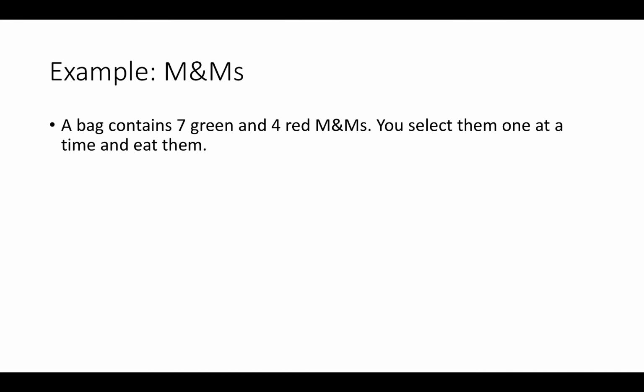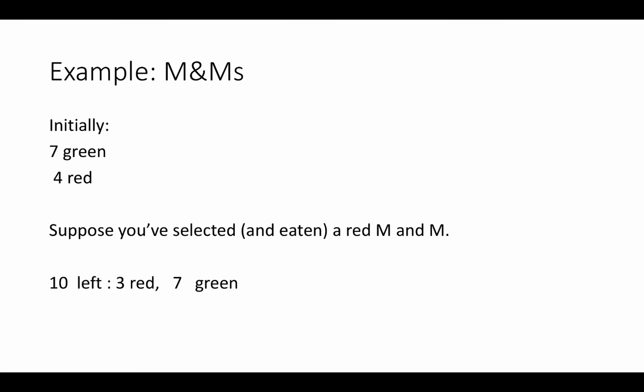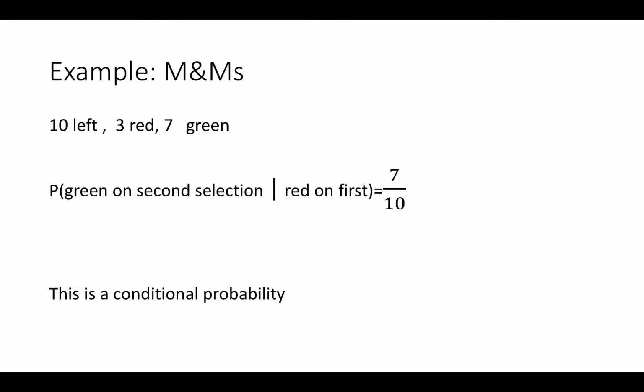Okay? Here's an example with M&Ms, selected one at a time. So you're at the movies, you can't see them, so it's a random selection, and you're eating them, so you're not replacing them. So the probability of getting red, well, there are 11 total and there are 4 red. Equally likely outcomes approach. Now, suppose you've selected a red, then there are 10 left, and 7 of them are still green. So the probability of getting a green, given that you've gotten a red on the first one, is 7 out of 10. So the event selected red on the first influenced the probability of getting a green.